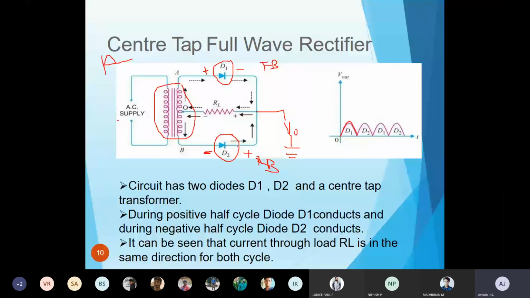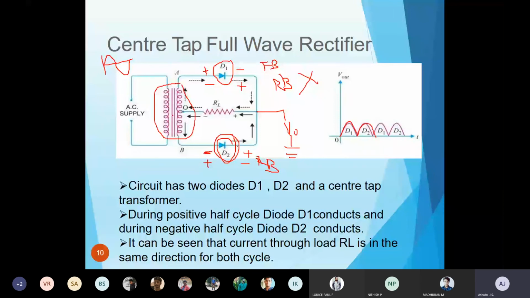If you go for the negative half cycle, due to the change in polarity, the plus at the cathode will become minus, and here minus will become plus. Similarly, in this condition, this will become plus and this will become minus. So due to this, D2 will start to conduct because it is in forward bias, and D1 is in reverse bias, so it won't conduct during the negative half cycle. That's why you are getting the D2 value in the positive cycle. So D2 will shift the negative value to the positive value.